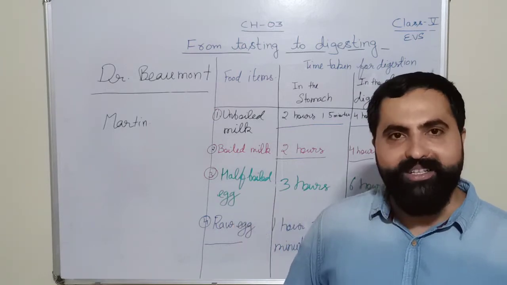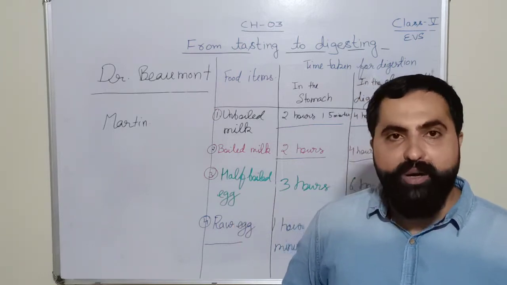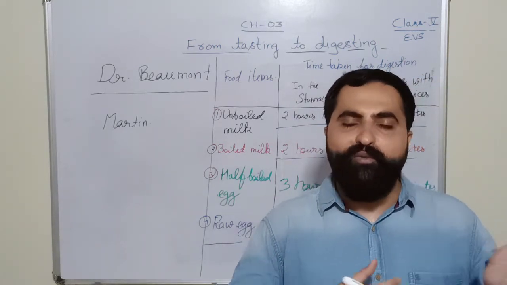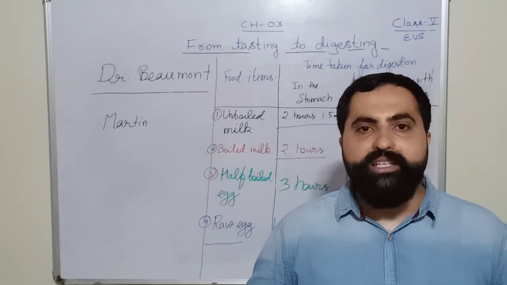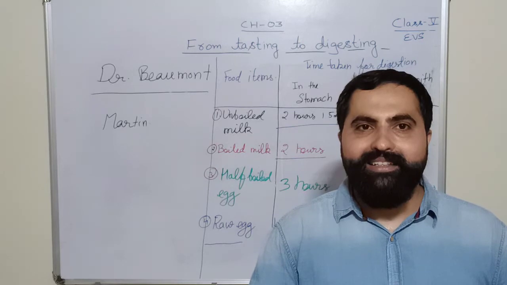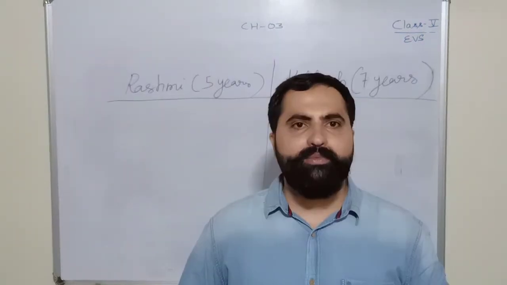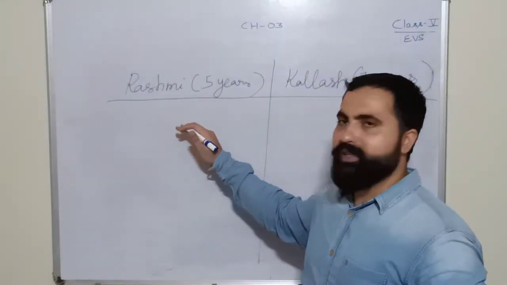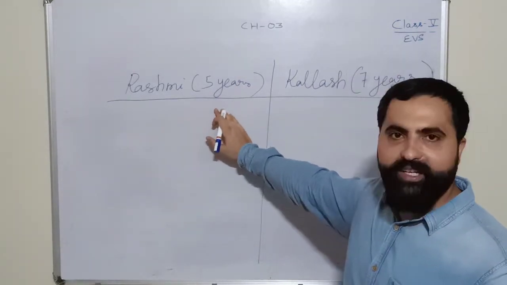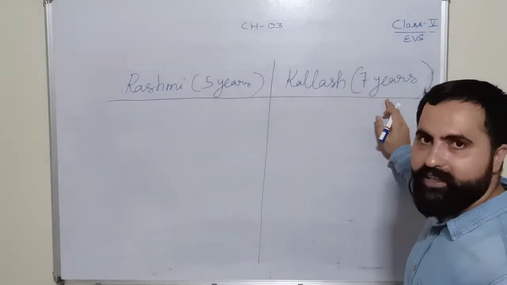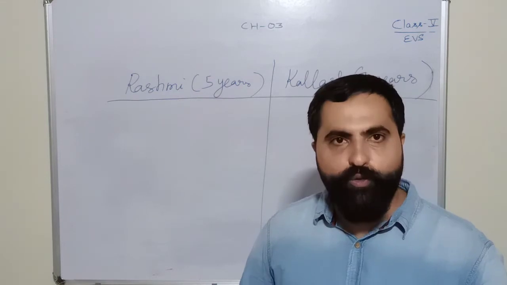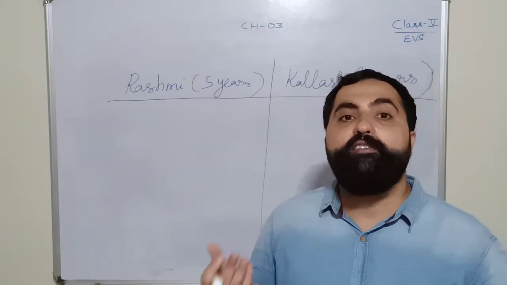That is very important. So next, we will talk about two students, actually two children, who eat different types of food, and what effects it has on their body. Okay class? Class, there are two children. One is Rashmi, who is 5 years old. The second is Kailash, who is 7 years old. These two children are eating different kinds of food, so the effect on them is different.